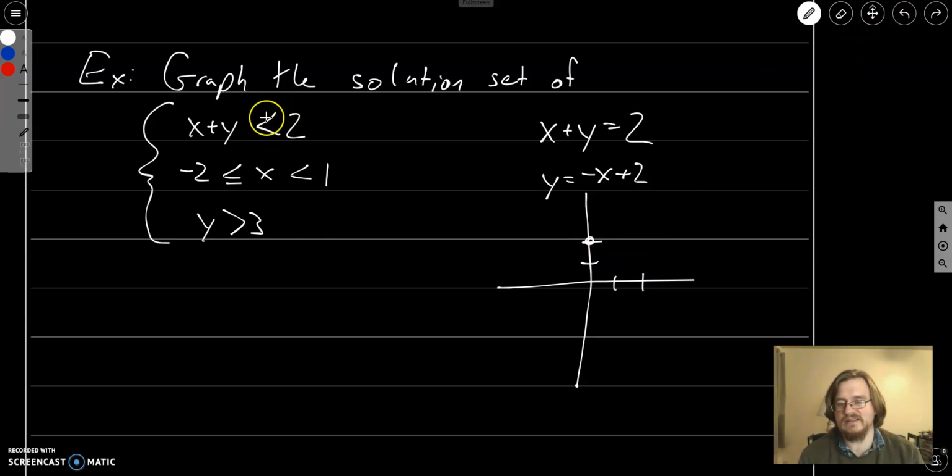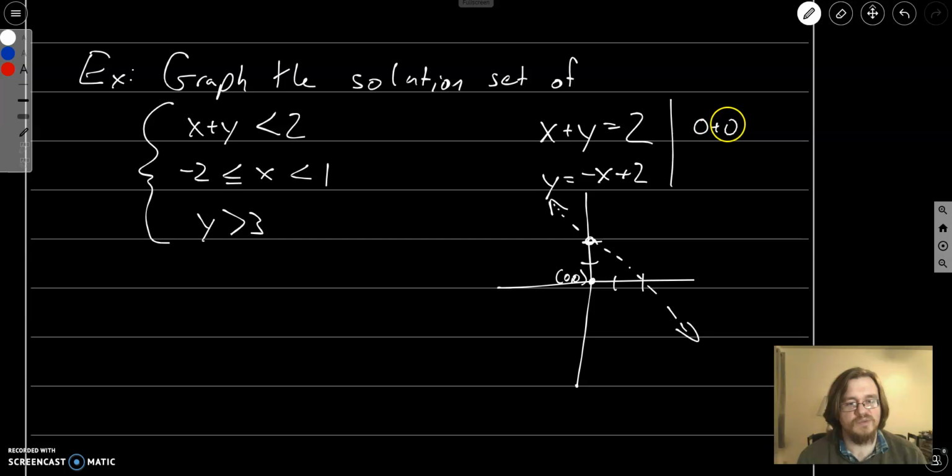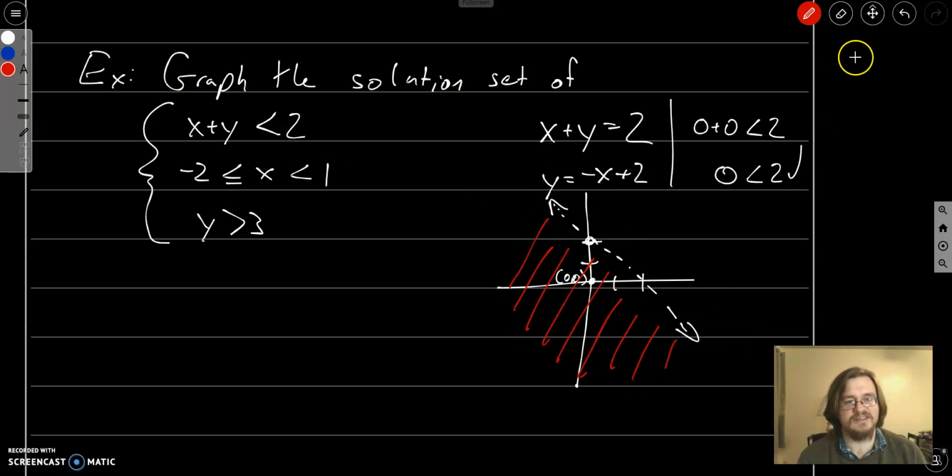And in fact, because this is just strictly less than 2, we will have a dotted line here to indicate we don't want to include these points in our solution. And we use my favorite point here, 0, 0, to see: is 0, 0 included in the solution set, or is it on the opposite side of our line? Well, if I plug 0 and 0 in, 0 plus 0 is 0, and 0 is less than 2. So it is in our solution. So for this first inequality, that's all of the points below this dotted line.